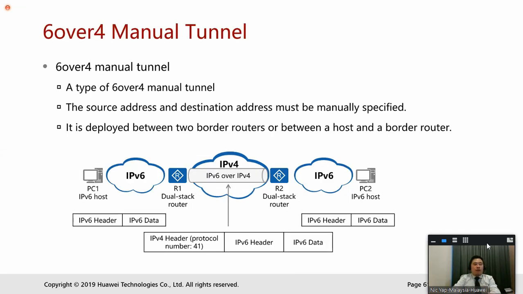And 6/4 manual tunnels, the GRE tunnels, are pretty famous here. For 6/4 manual tunnels, the source address and destination address must be manually specified. It's deployed between two border routers or between a host and a border router. So it can be from host to host or between border routers. Most of the time we define this between border routers, or between a host and a border router.